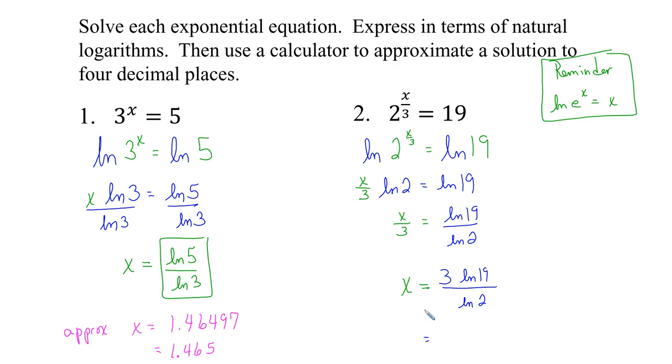Now, plugging this into your calculator, I would do 3 times the natural log of 19, close any parentheses you have, divided by the natural log of 2, and that's going to give me a final answer of 12.743, and it's 78, but I'm going to round it to 38 because of the 4 decimal place rule.